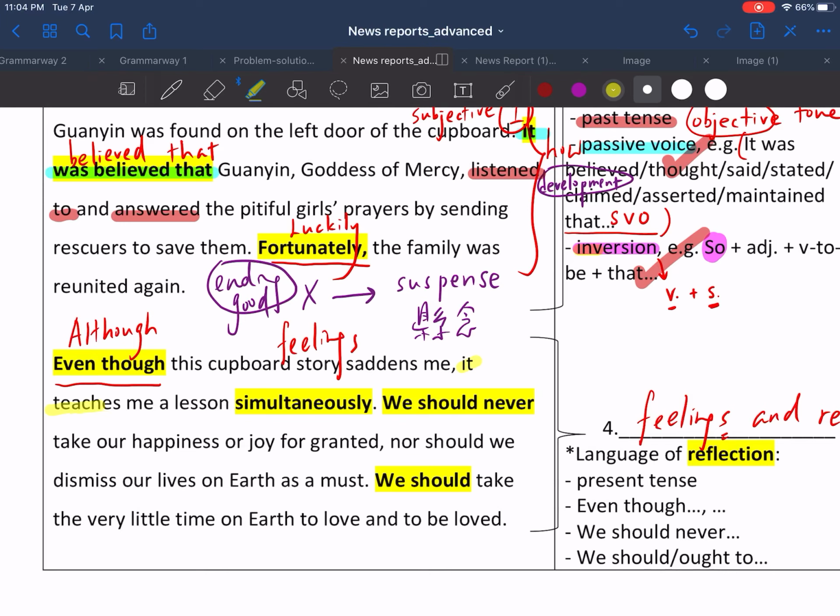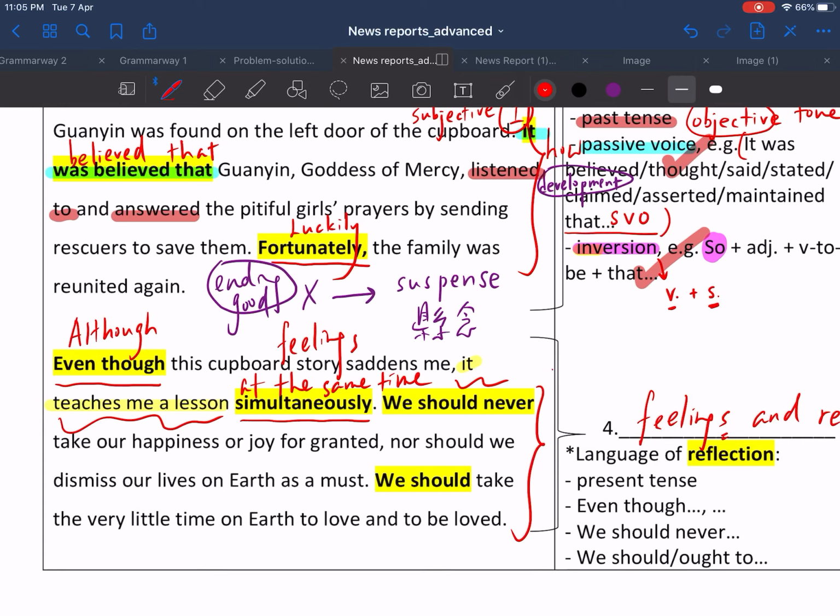teaches me a lesson. Teaches me a lesson means the story teaches me something meaningful. The story teaches me a message, teaches me a moral lesson. Simultaneously means at the same time. And after this sentence, it teaches me a lesson. We know after this sentence, this part should be the reflections.